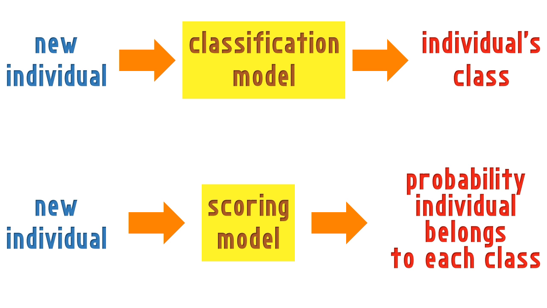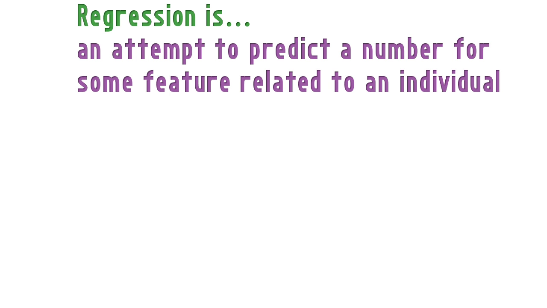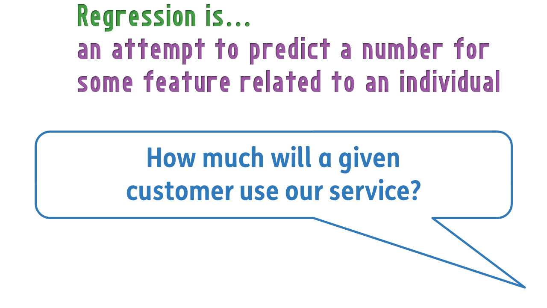In our customer response scenario, a scoring model would be able to evaluate each individual customer and produce a score of how likely each is to respond to the offer. Regression is an attempt to predict a number for some feature related to an individual. An example regression question would be, how much will a given customer use our service? The feature to be predicted here is service usage, and a model could be generated by looking at other similar individuals in the population and their historical usage.